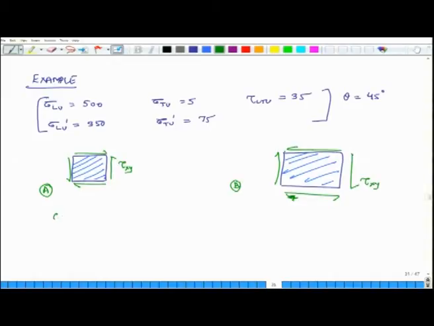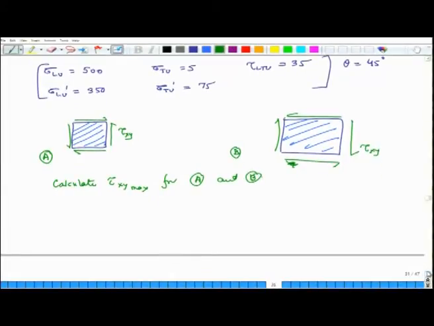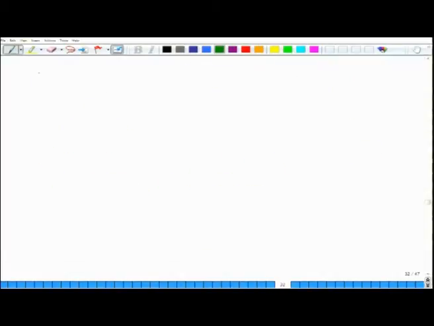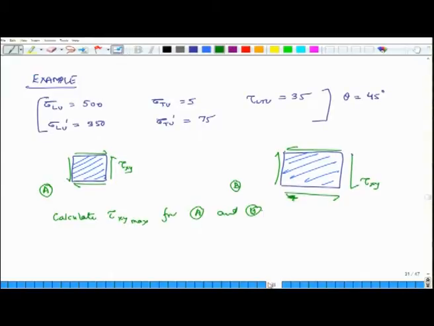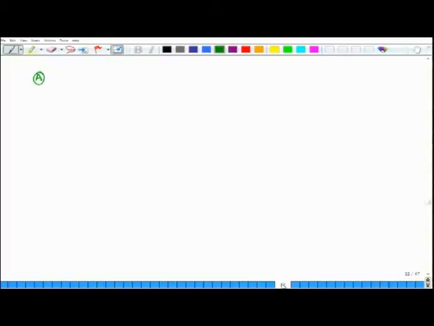Okay. So, the question is: calculate tau xy max for case A and case B. What is the maximum shear stress this kind of material can handle? Okay. So, first we will do case A. What we have to do is first calculate, in terms of tau xy, sigma L, sigma T and tau LT.